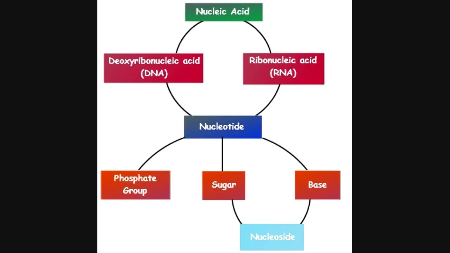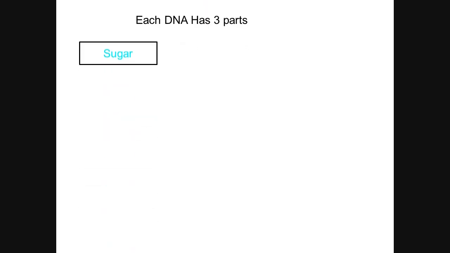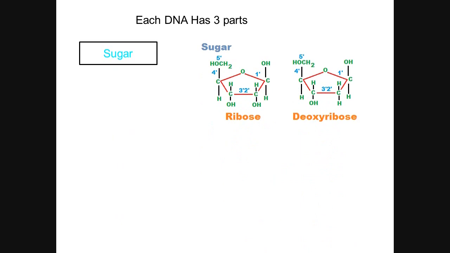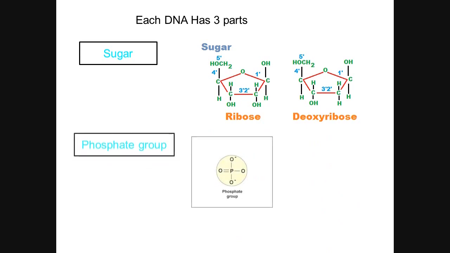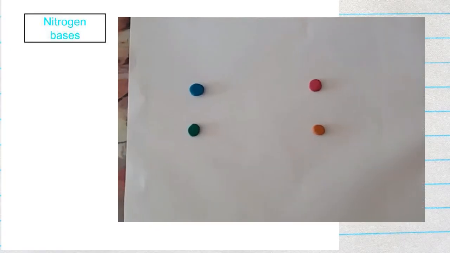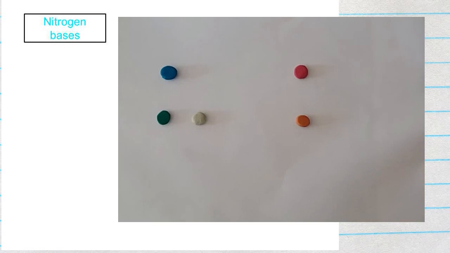Each DNA is known to have three parts: sugar, phosphate group and nitrogen bases. Sugar can be of two types, ribose sugar or deoxyribose sugar. RNA has ribose sugar, whereas DNA has deoxyribose sugar. You can see the figure displayed. The structure of the phosphate group has also been displayed. Let us know about what nitrogen bases are.